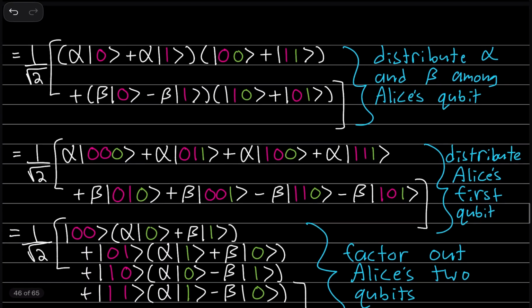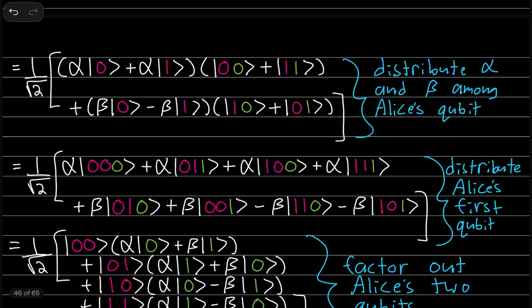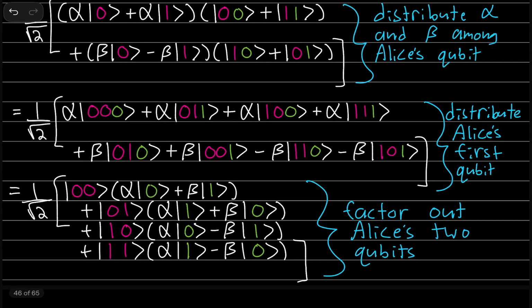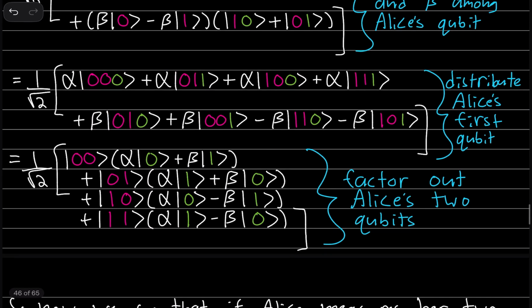After that, I'm going to distribute Alice's first qubit. So I'm going to be distributing these terms here. And so that's what we get here. And then as a last step, I'm now going to factor out Alice's two qubits. And so that's going to leave us with these four terms here. So out front, we'll have Alice's two qubits, and then the third qubit will be Bob's qubit, which is in superposition.